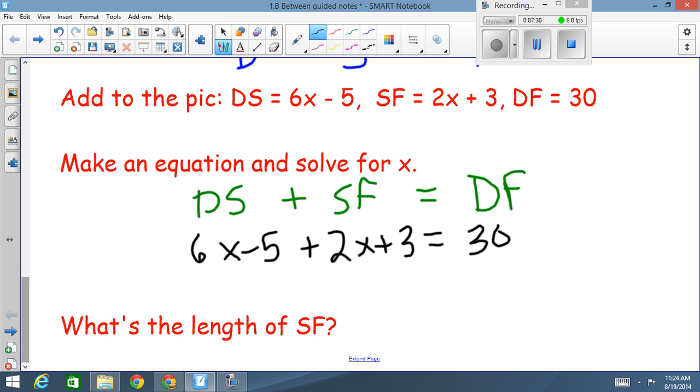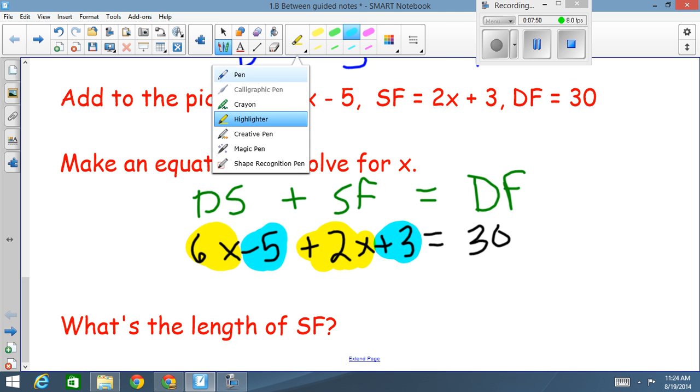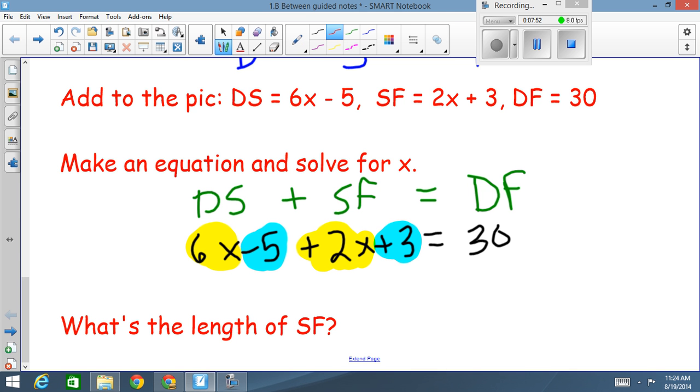I'm going to continue. I'm going to combine like terms. My like terms here are going to be a 6x and a plus 2x. Those are on the same side of the equation, and they're like terms because they both have an x. The other like terms I have are a negative 5 and a positive 3, so I'm going to combine those as well. Same side of the equation, I'm allowed to combine. 6x plus 2x is 8x. Negative 5 plus 3 is negative 2.